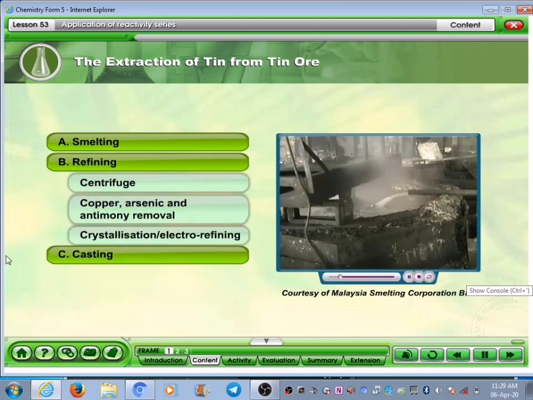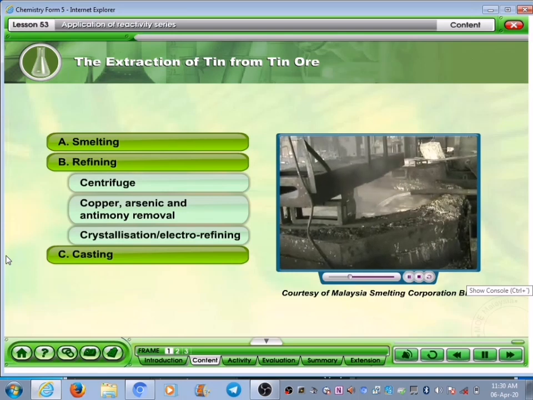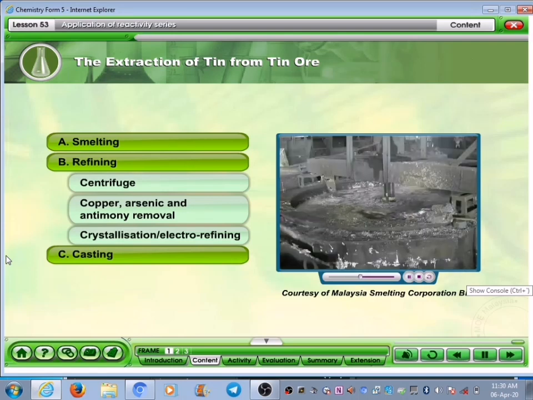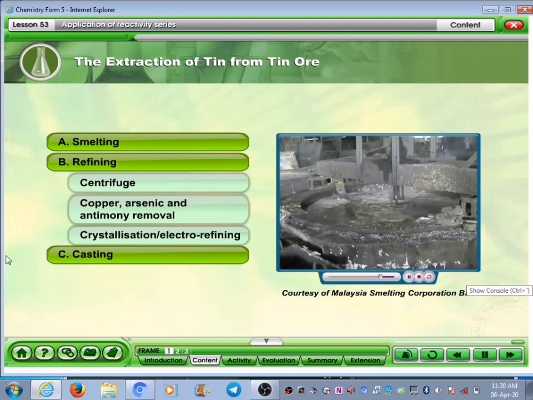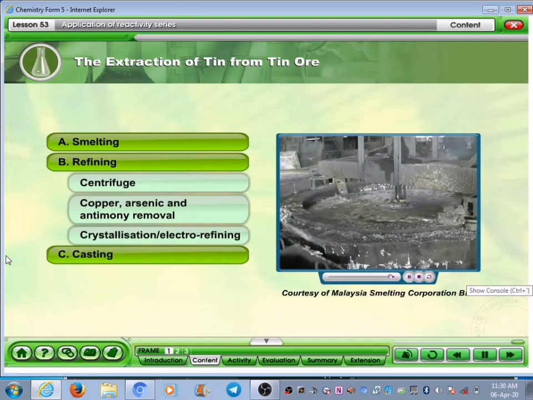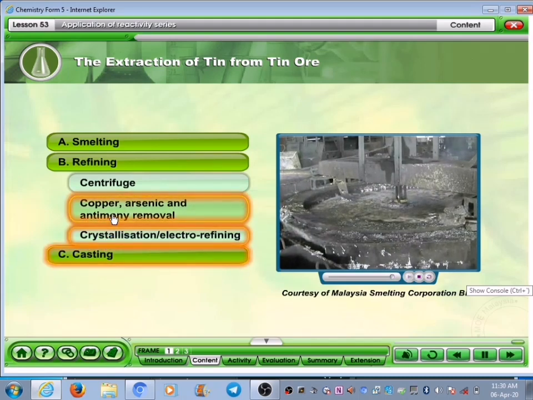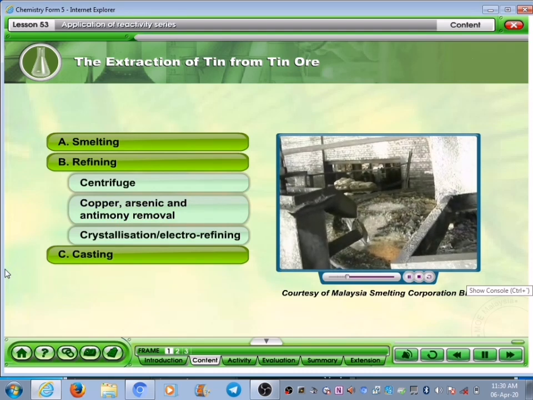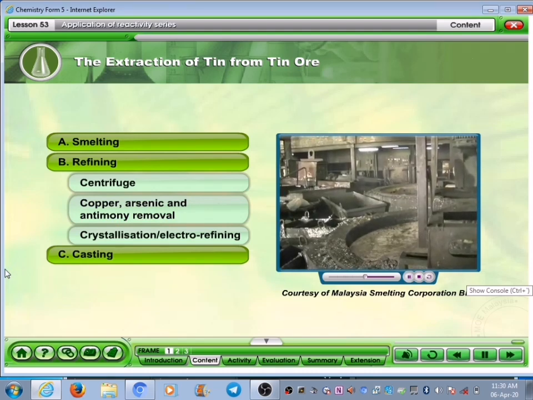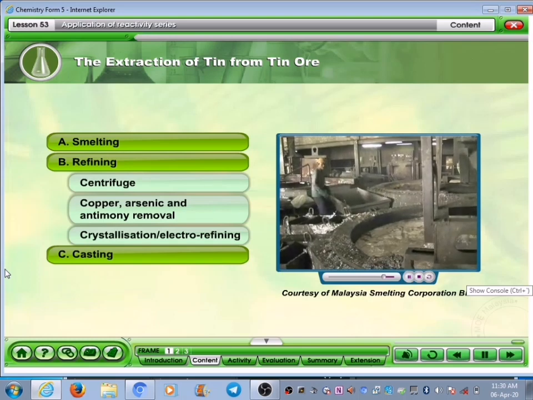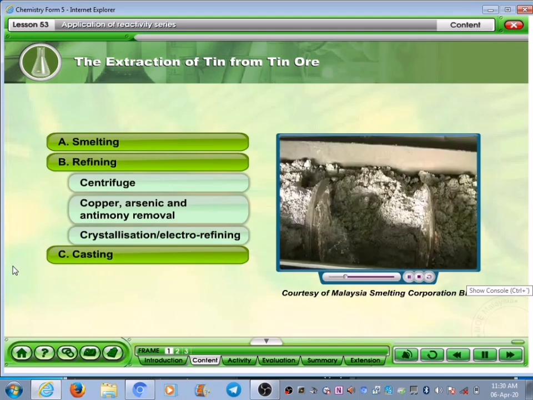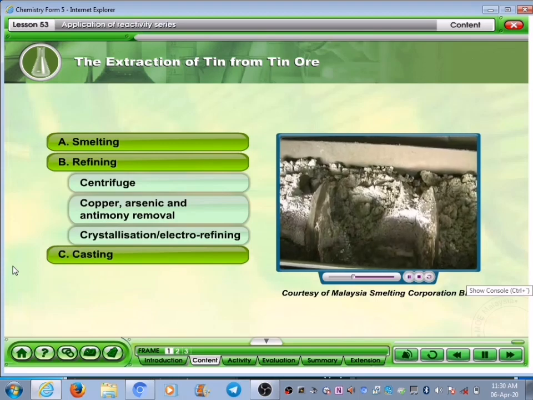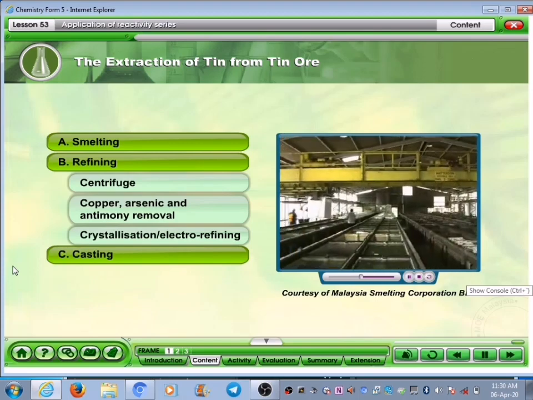The major common impurities in the molten tin ore are iron, copper, arsenic, and antimony. The centrifuge step removes the iron impurities. By treating the molten ore through successive cylindrical vats, copper, antimony, and arsenic are removed. To purify the molten tin, further crystallization and refining using electrolysis may be used.